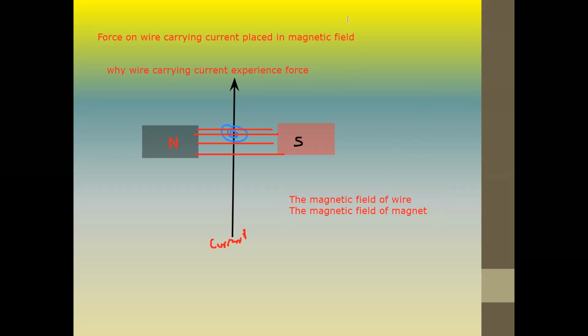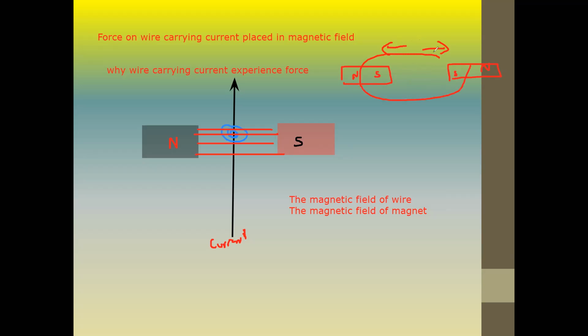Whenever there are two magnetic fields, they will always apply force on each other. For example, if you have a magnet with north and south, and there's another magnet with north and south, they will repel each other because like poles are facing, so they repel. How many magnetic fields are there? Two. One is due to magnet 1, another one is due to magnet 2. So whenever we have two magnetic fields in the region, they always apply force on each other.